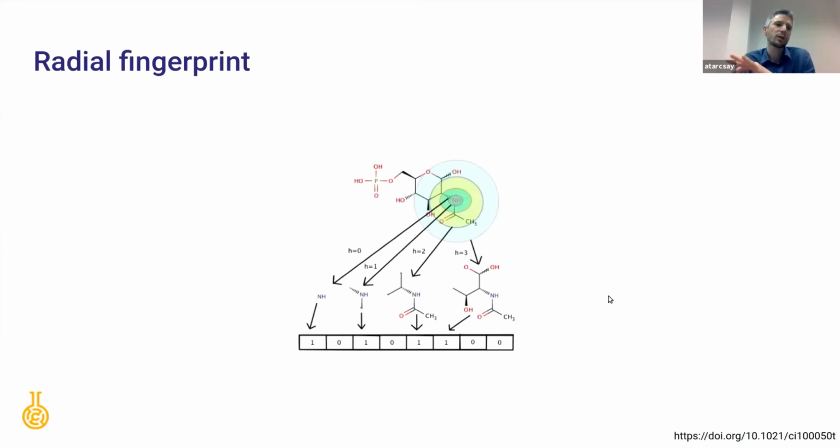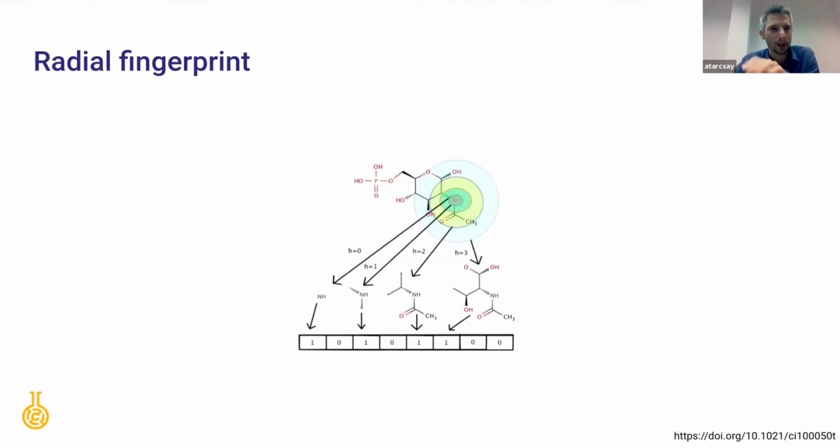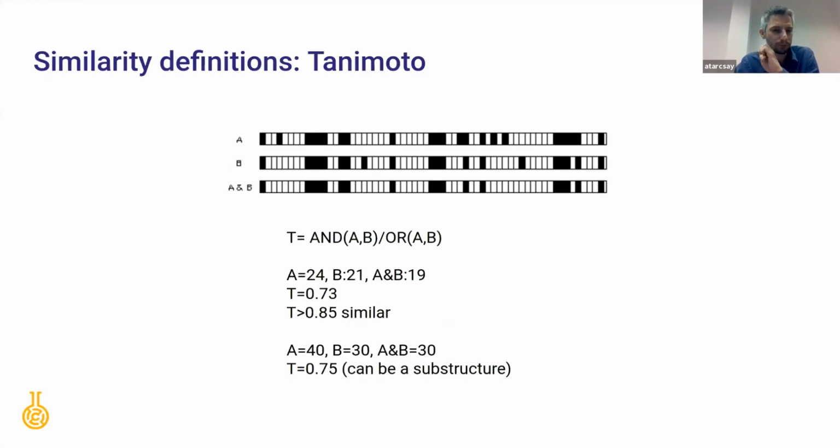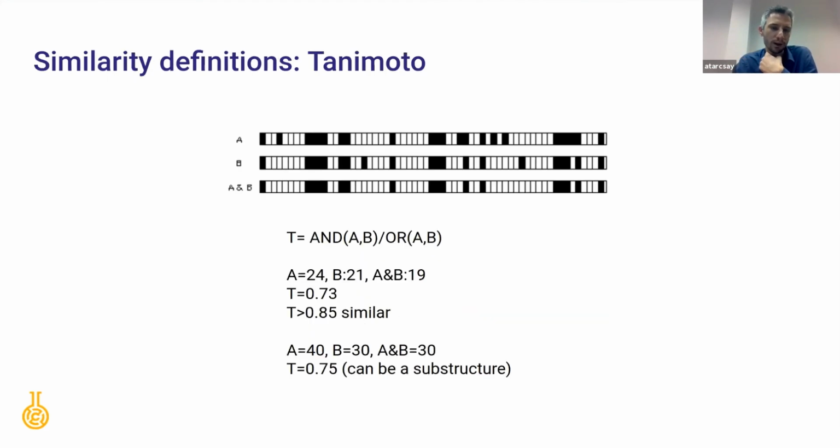The difference between the linear and the radial is that linear is substructure preserving. So if you have a molecule that's a substructure of another, then all of the bits will be present in the target of the query, and that's not true for radial fingerprints. These fingerprints are quite effective for machine learning, since they can define chemical similarities, chemical moieties quite efficiently, and they can be used in machine learning in multiple ways.